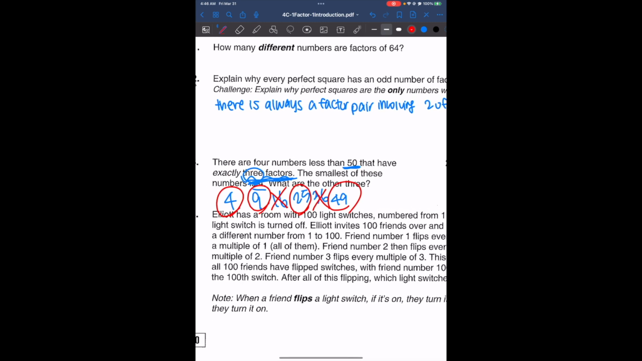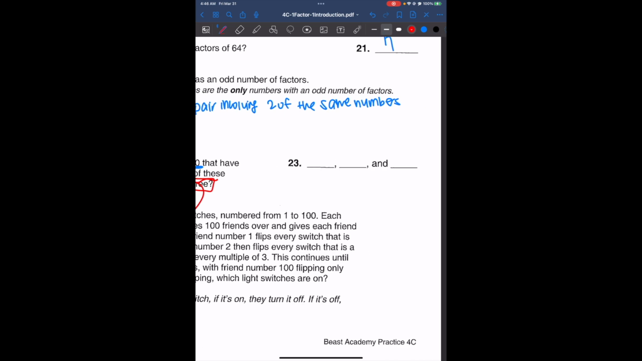Okay, so it says the smallest of these numbers is 4, and so we're looking for the other 3. So it's going to be 9, 25, and 49.